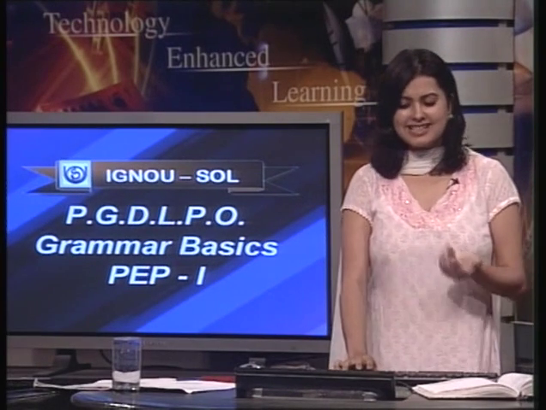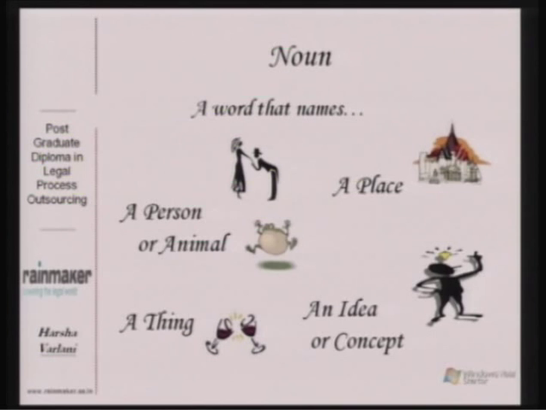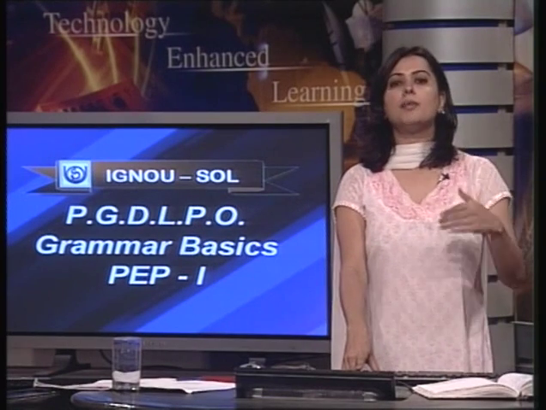What exactly is a noun? A word that names a person or an animal, a place, a thing, and last but not the least, a lot of us forget about it, an idea or concept. A noun is a word that names a person, animal, place, a thing. An idea or a concept also comes under a noun.